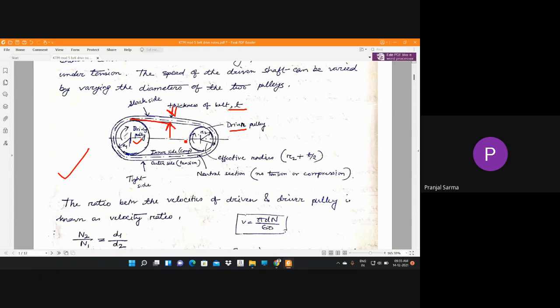This driver pulley is rotating in this direction, and the belt is mounted over it. So from this, the belt gets the motion like this, continuously. Then on this side, from the belt to this pulley, the motion is transferred. Interestingly, this configuration of belting is known as the open belt. For this case, both the driver and the driven pulley rotate in the same direction.